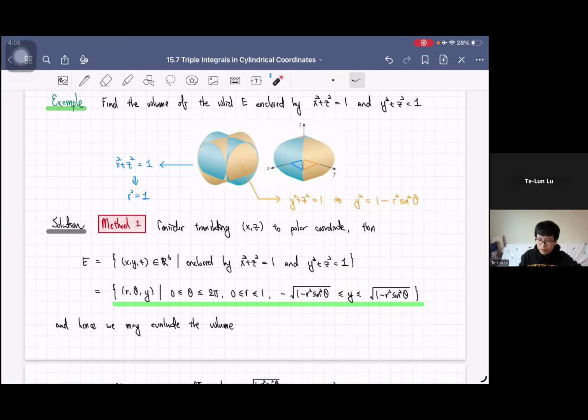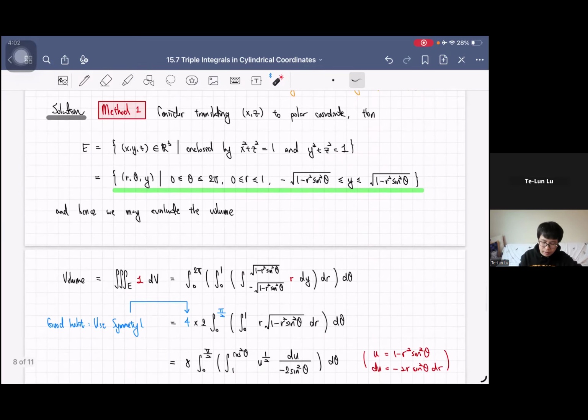And now we can compute the volume. So again, the triple integration can be evaluated using Fubini's theorem. You have the angle integration, radius integration, and also the y coordinate. And don't forget the r again. Very, very important.